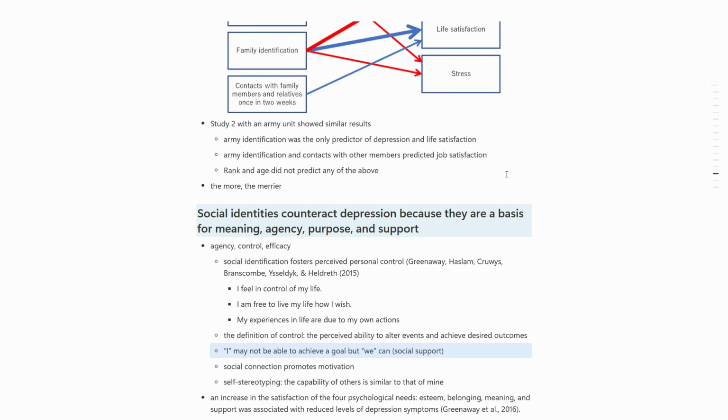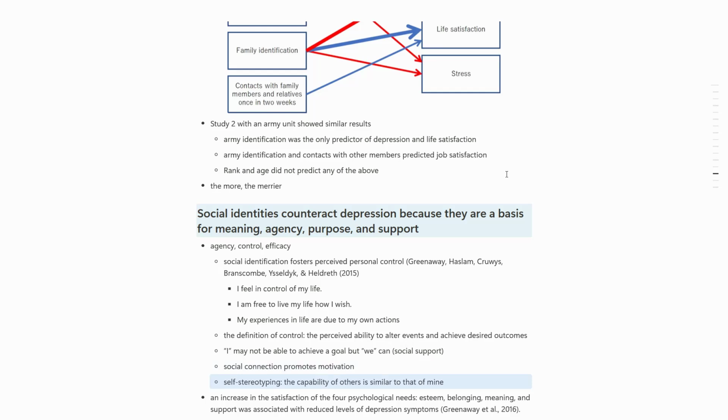And also social connection promotes motivation. When people were told that they are working with someone or they are part of a huge group, then people tend to show higher motivation to engage in the tasks at hand. So when people are aware that they are a member of a group, they tend to show higher motivation. Okay. And also self-stereotyping, which means the capability of others.